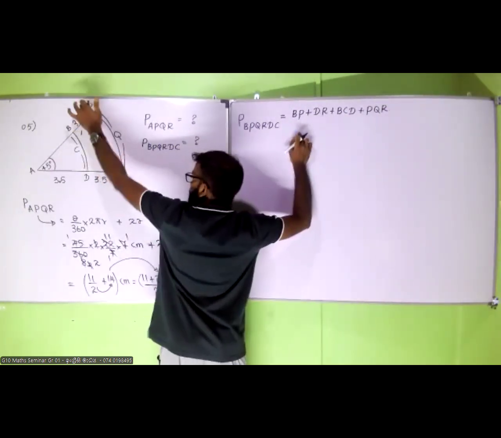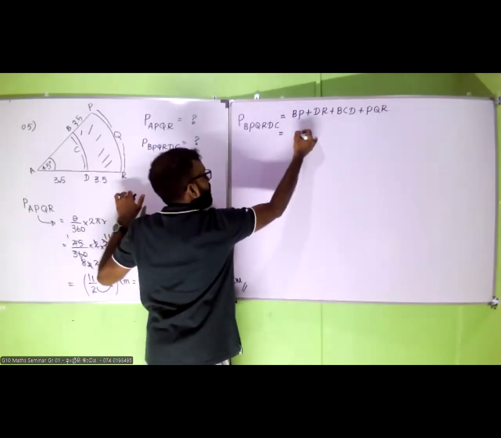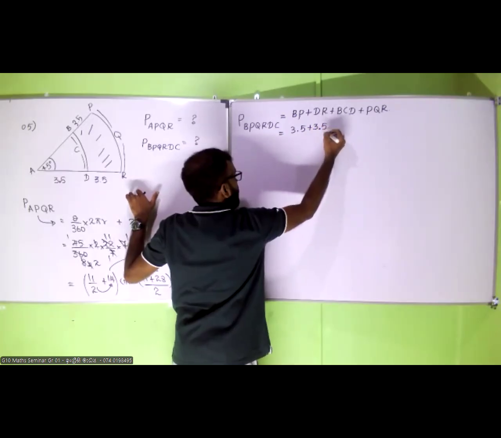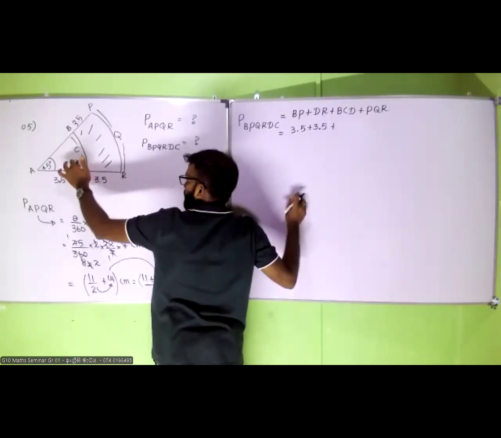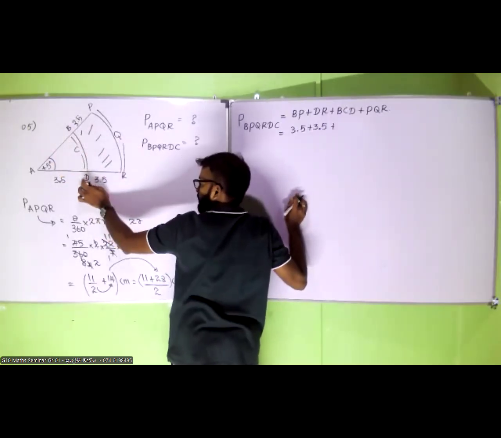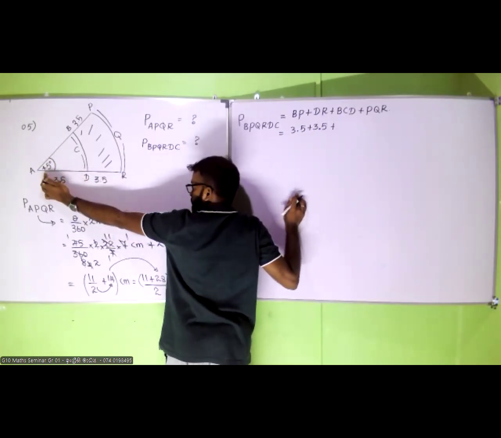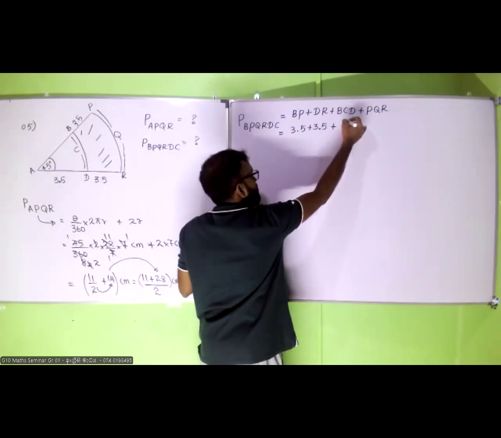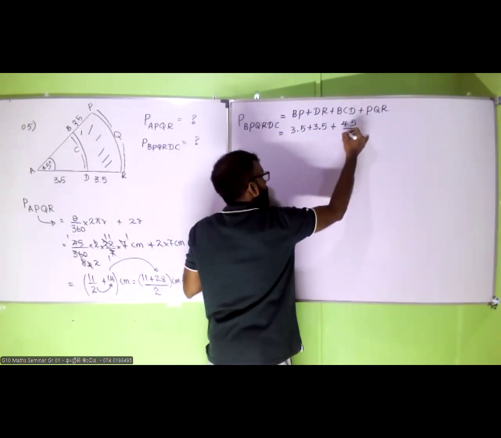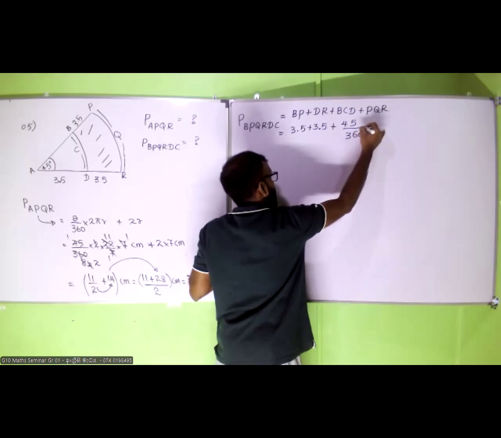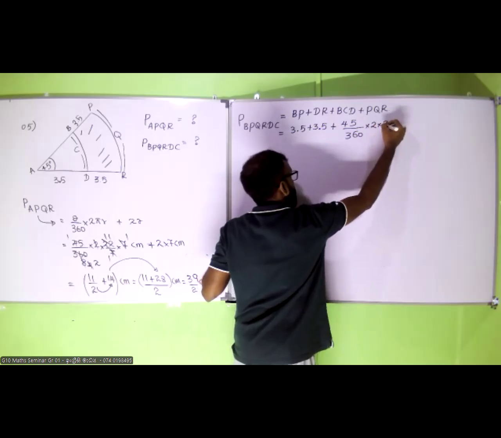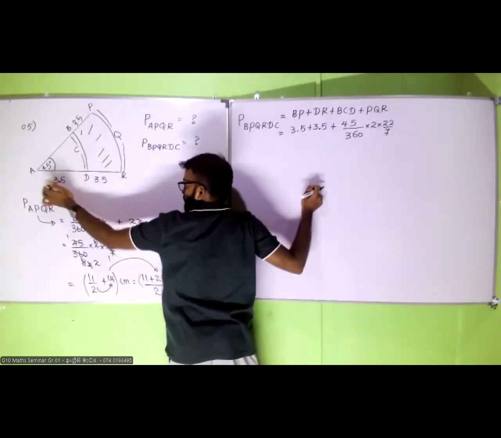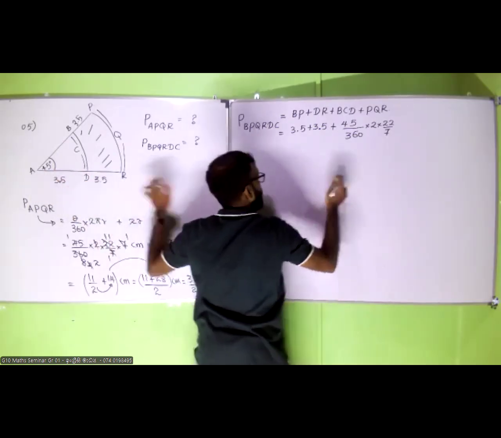BP plus DR, 3.5, 3.5. That means you can write like this: 3.5 plus 3.5 plus BCD, the arc length of BCD, only the arc length. Angle at the center is 45, so you know how to write that. Theta divided by 360, 45 divided by 360, times 2 times 22 upon 7, times R. BCD is this, R is 3.5. 3.5 means I can write 7 upon 2.